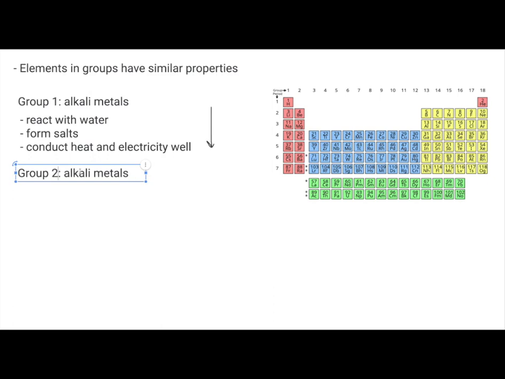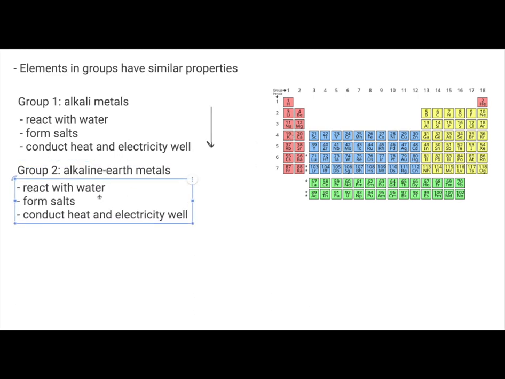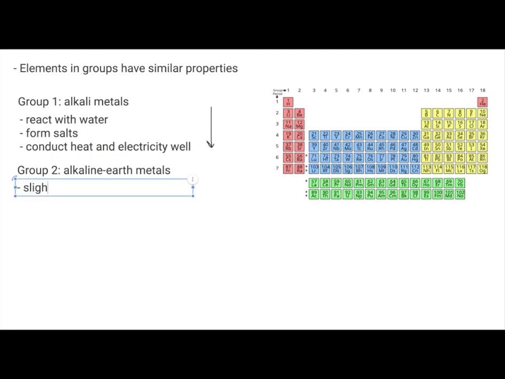In group 2, you have your alkaline earth metals. And they're quite similar to the first group. They are, after all, close to each other on the periodic table. However, they're usually slightly less reactive. They can also form salts. And similarly, they become more reactive as you go down the group. So you'd expect barium to be more reactive than beryllium.